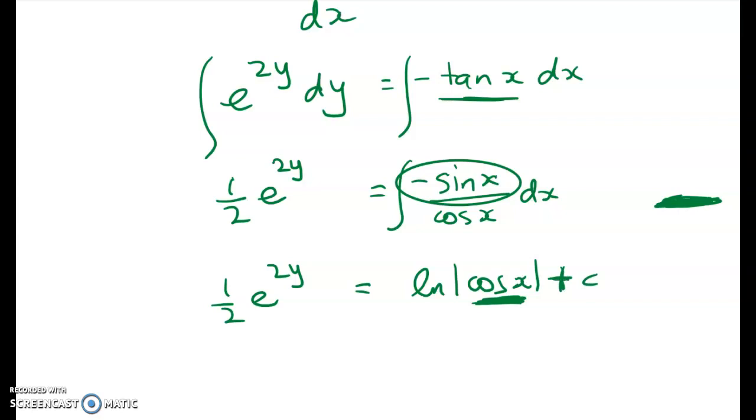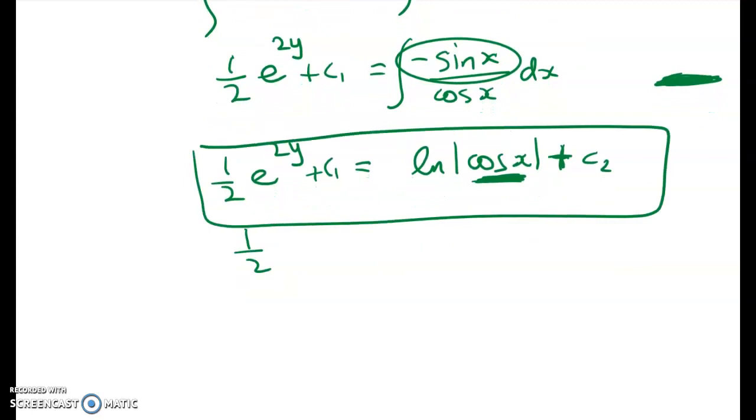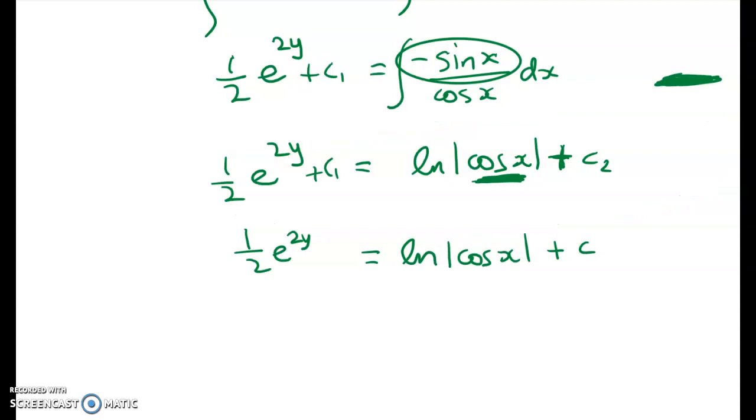So if you were away when we did DEs, remember that we could start out by having a plus c1 here and then a plus c2 here, and then we'd combine them. But we usually just skip that step. So some of you might have done it like this, but it's fine just to go straight to this. A half of e to the 2y is equal to the natural log of the absolute value of cos x plus c. Okay, so that's what we've got to work with.